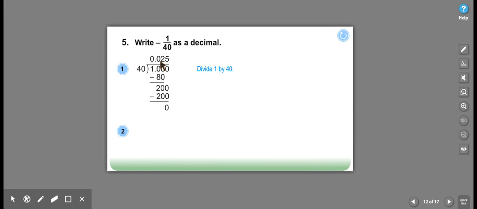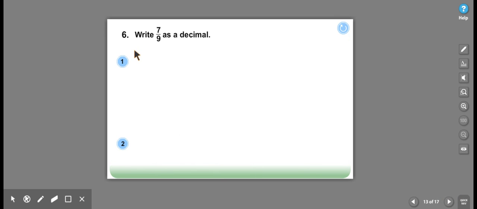Then 100 divided by 40 is 2. Kept going. We had a remainder of 20. So we had to add another 0 because we had a remainder. And then 200 divided by 40 is 5. So here we had to keep on going until our remainder was 0 or we found a pattern. So negative 1 over 40 equals negative 0.025.